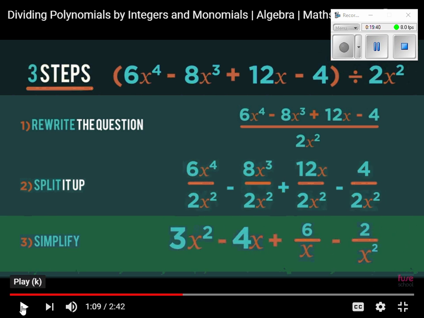How'd you do on those last 2? Who got the first 2 right? 3x squared minus 4x. Okay. Who got the last 2 wrong? Okay, let's talk about it. Let's talk about what's happening there.